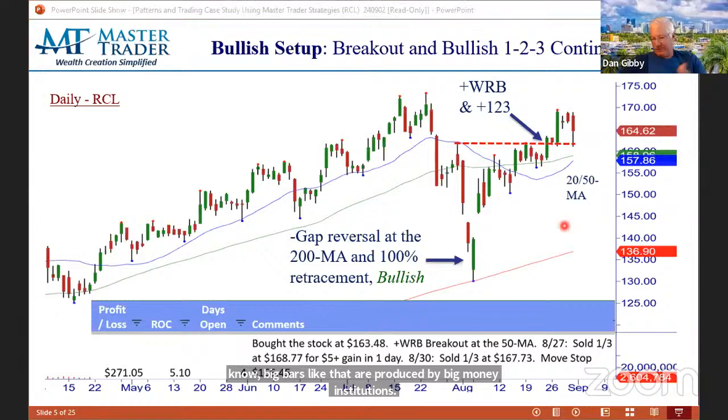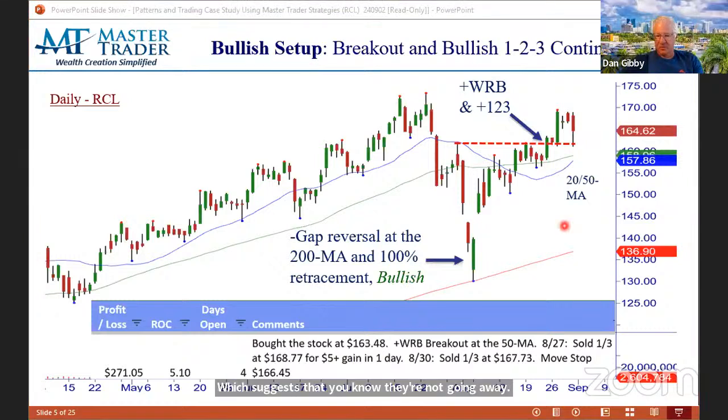All right, so let's continue because we're going to talk about other subjects, but what's the setup? Bullish 1, 2, 3 continuation. Got it. But remember, on the other slide, we have all these other concepts.